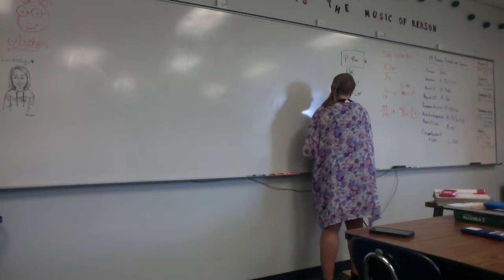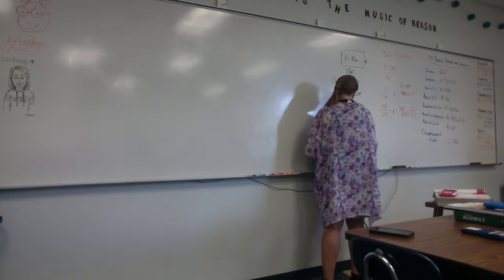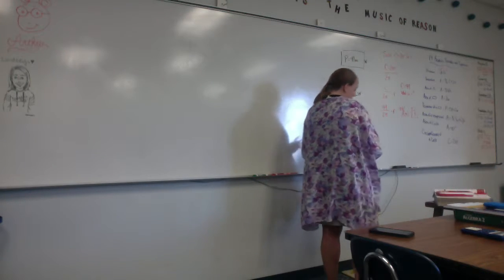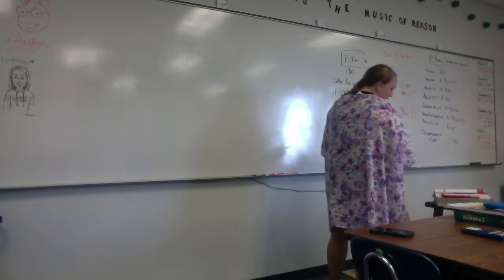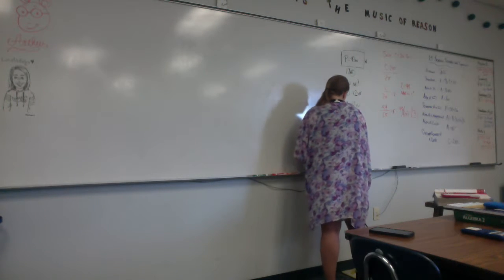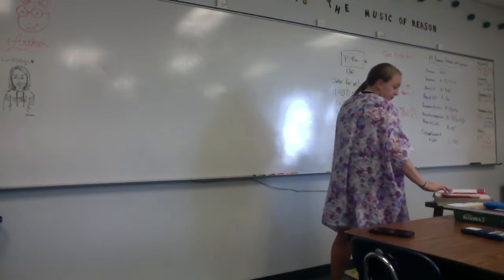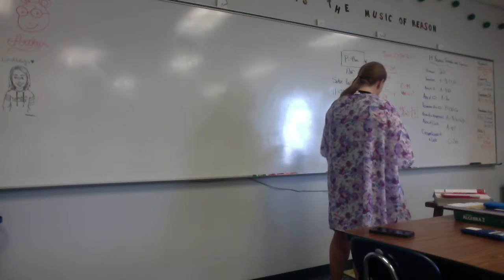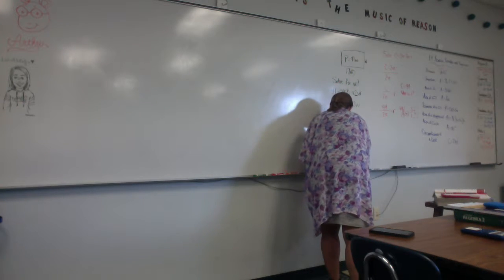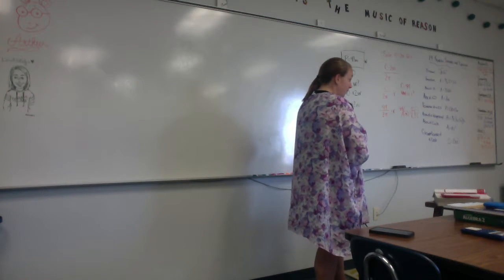Subtract 24. What is 41 minus 24? 17. Okay, and then what do I do after that? Divide by 2, and you get W equals what? How many meters? 8.5. So I would put 8.5 meters, and I have my solution. You guys handle doing that? Okay.